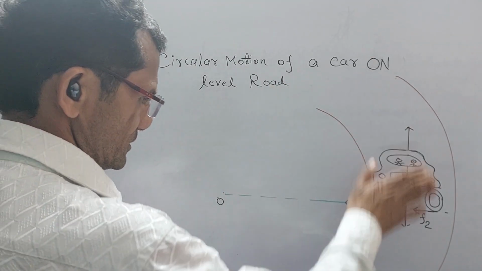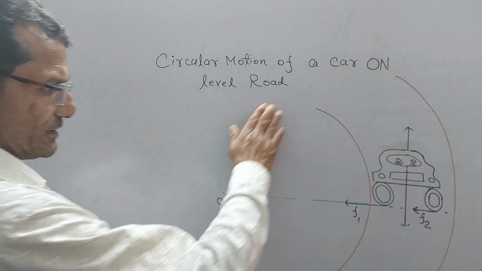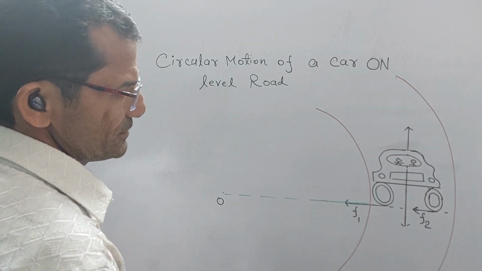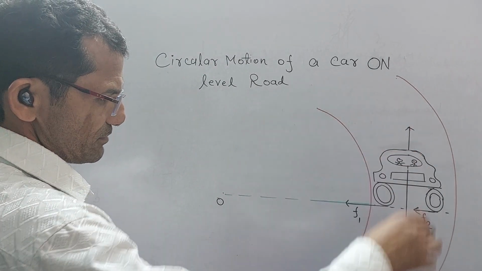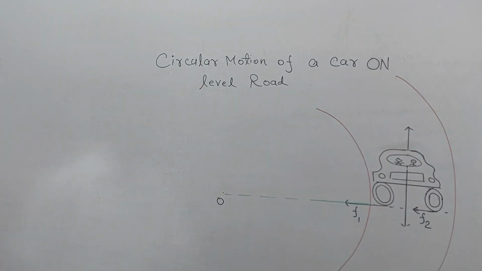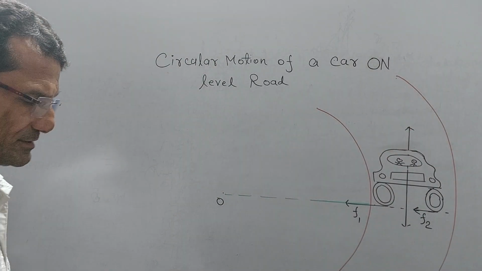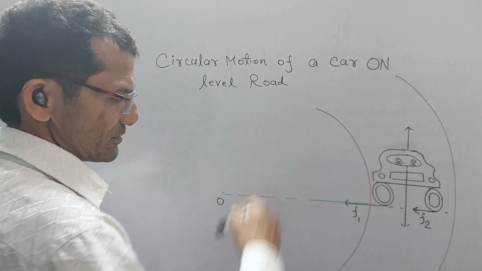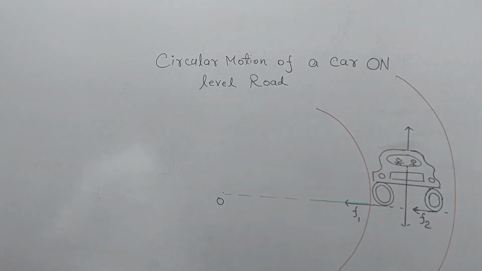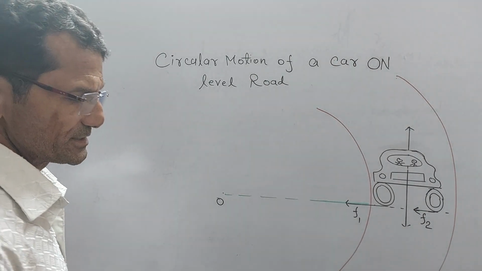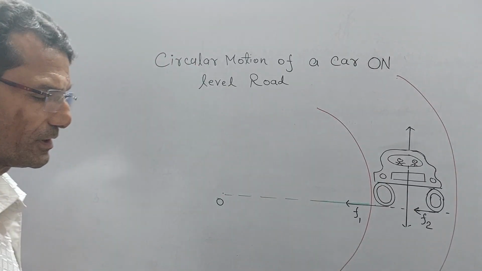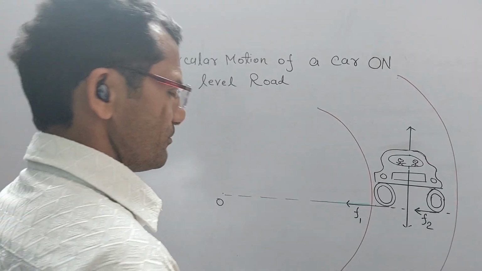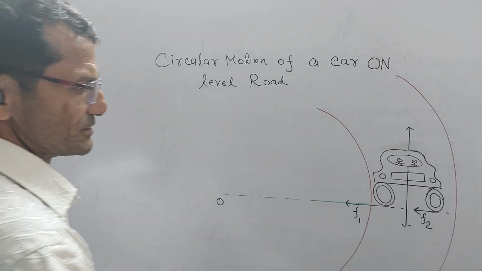This is our level road, and there is a circular path, but our ground is level. Whenever a vehicle is turning on a level road, the vehicle has to minimize its speed. So how much should the speed be on the level road?